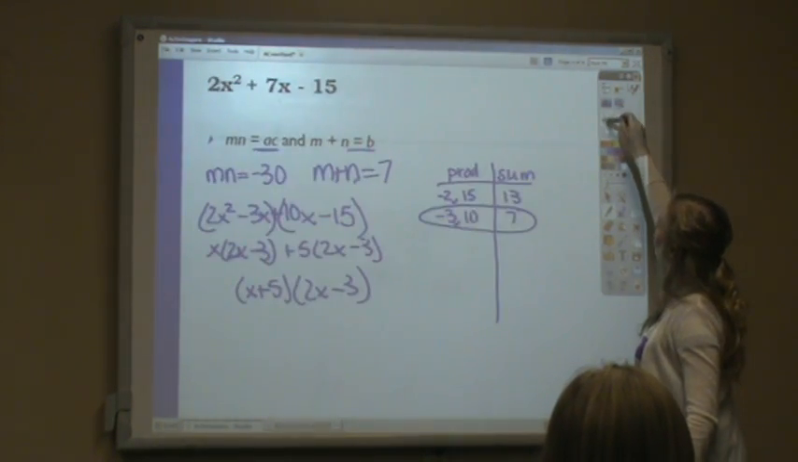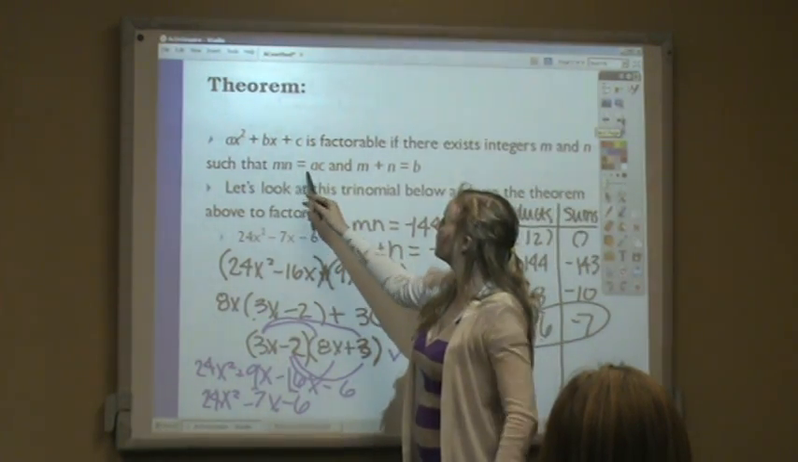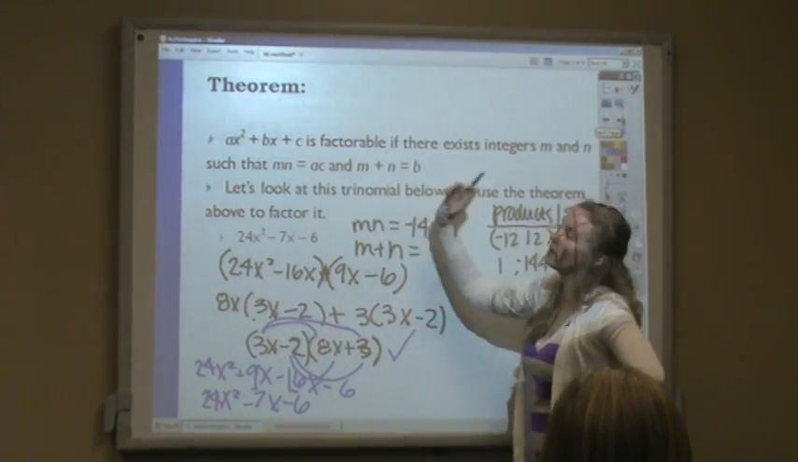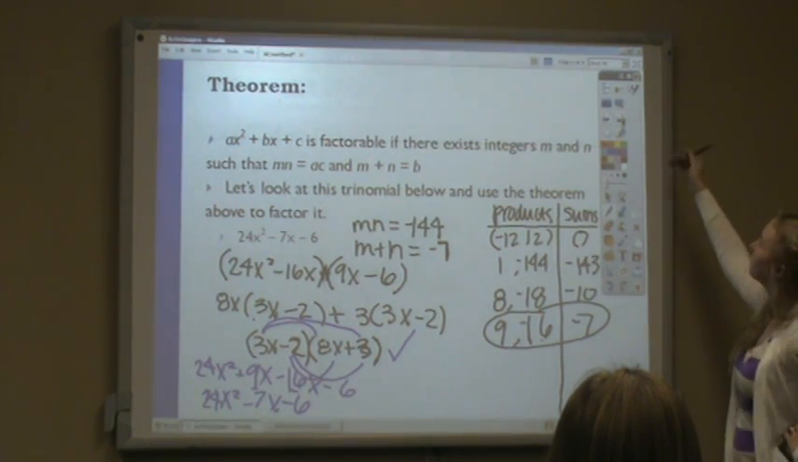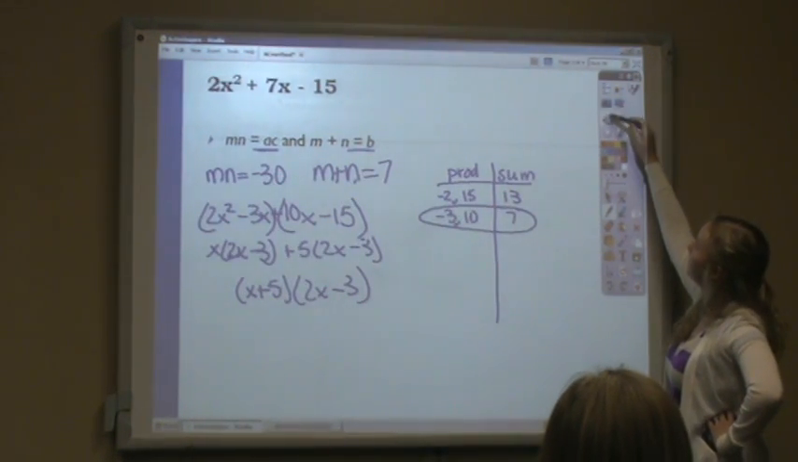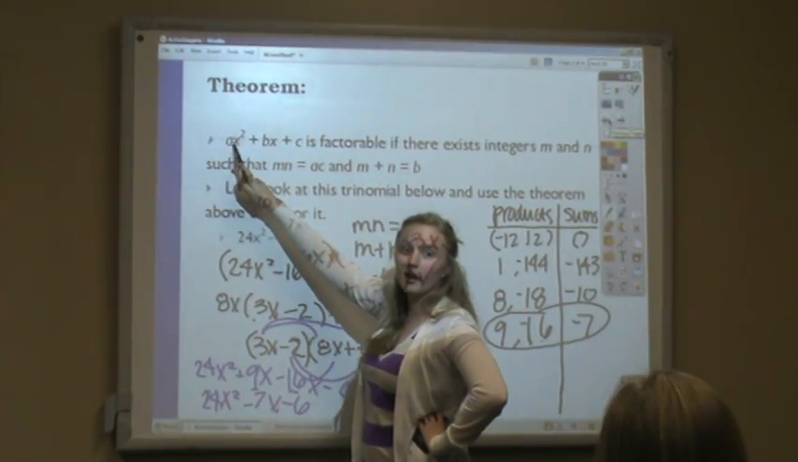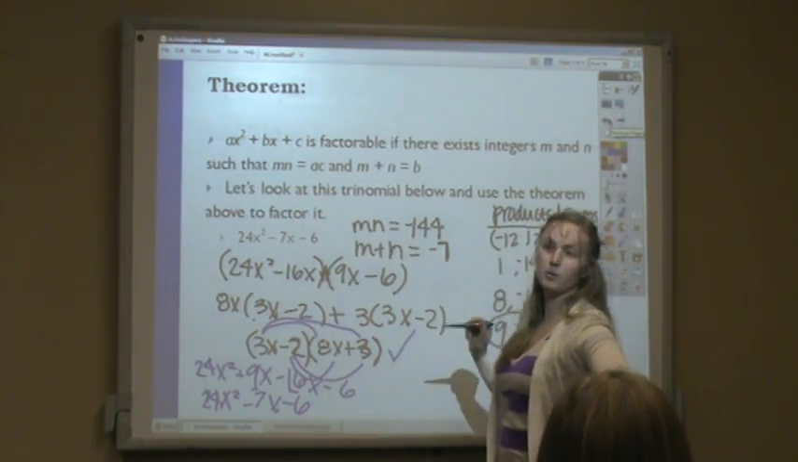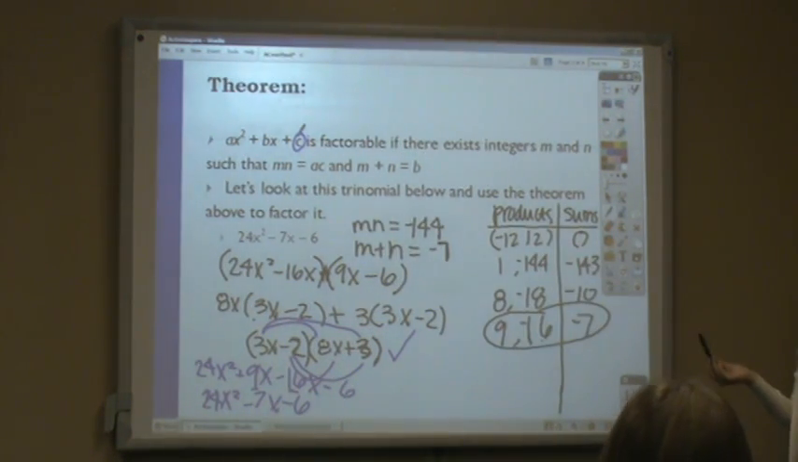And if we look at our theorem, M times N equals AC. When A is 1, it's just M times N equals C. So you can still use this. Why does it only equal C? Because when we have a coefficient of 1 for A, 1 times C is just going to be C. So M times N will equal C right here. And that's what we've been doing prior to this with factoring.